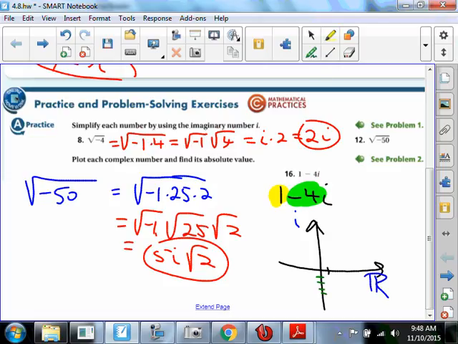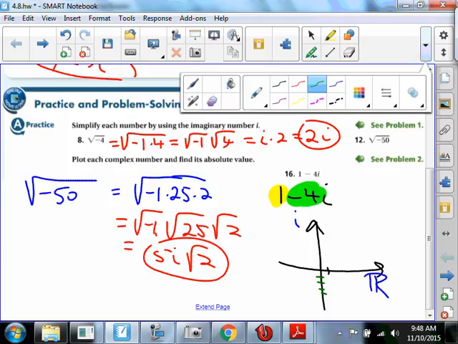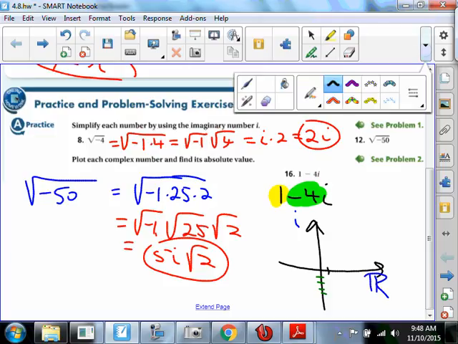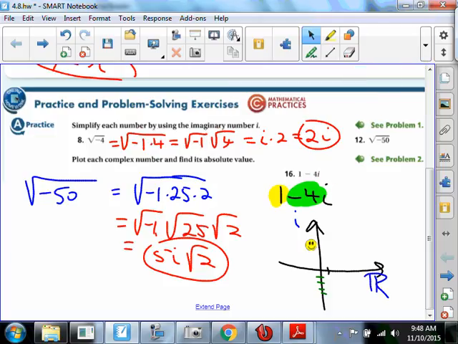When we plot that point, let me use a special marker here. I'll use a creative pen, and I think I will use a smiley face. So when I go to plot that point, it's just going to be from the origin over 1 and down 4, and there it is. It's down in what we think of as the fourth quadrant. And we're asked to find its absolute value.